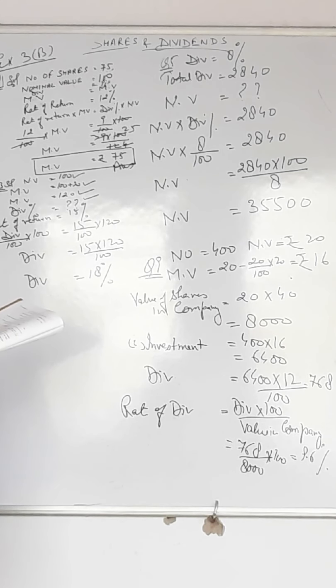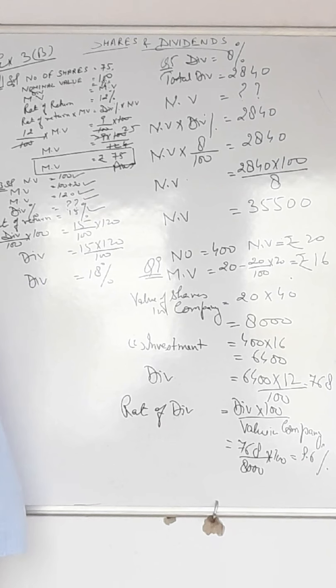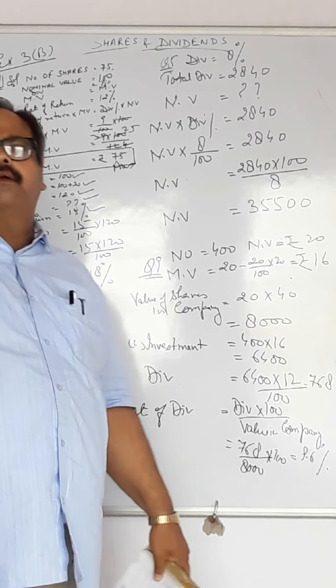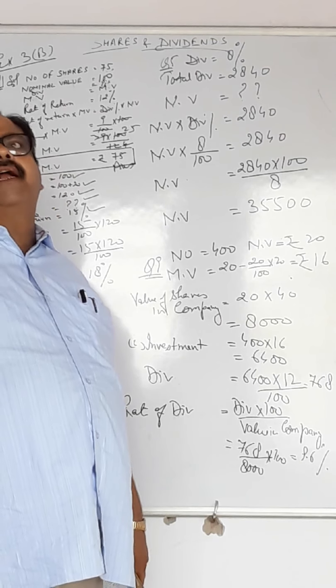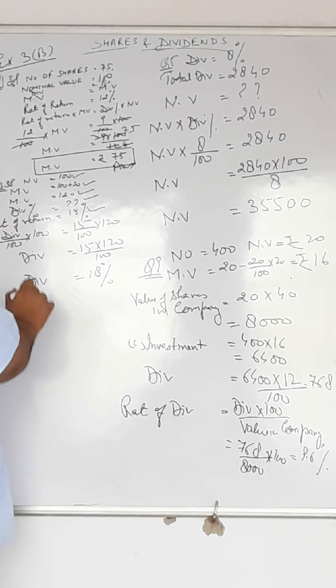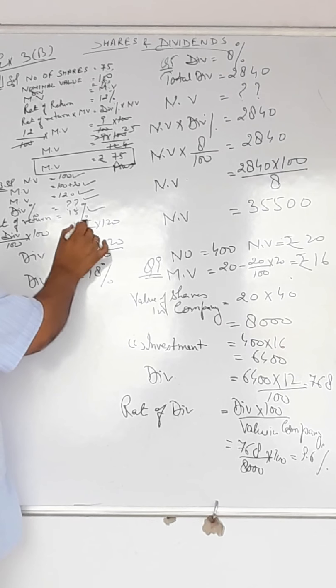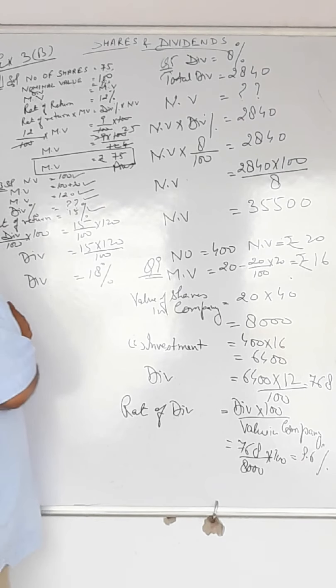Given by the company when the man's return on investment is 15%. Rate of return, same formula. Rate of return, what we are getting? The investment made in the market and what we are getting after 1 year, that is the rate of return. So dividend upon 100 into nominal value equals rate of return into market value. Calculate this.